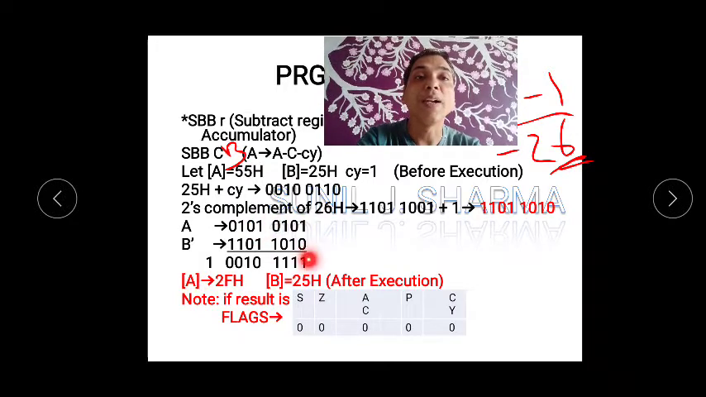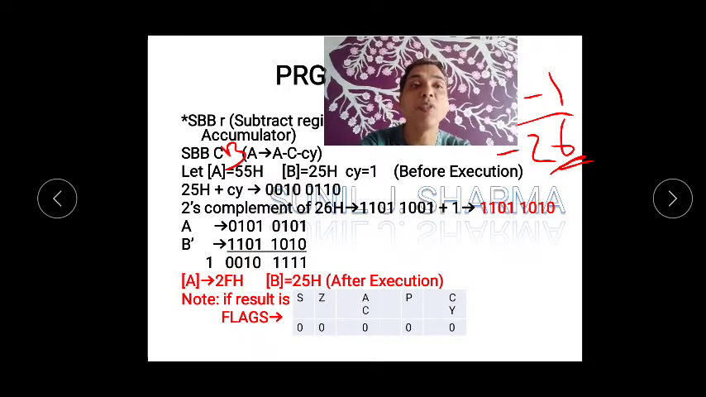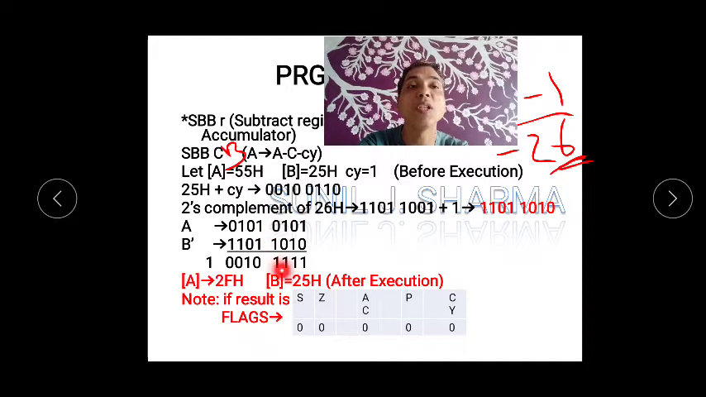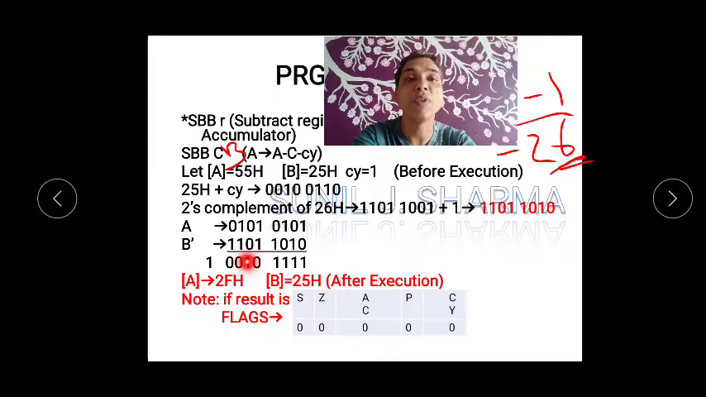Okay, so you have to add up. This is 2's complement of 26. I think this is nothing, only B plus carry, both have to be there. So 1 1 1 1: 1 plus 1 is 0, carry 1; 1 plus 1 is 0, carry 1; 1 plus 1 is 0, carry 1. Since the result is positive, carry flag has to be 0, and there is no auxiliary carry, parity is not set, so no flag is set. I hope you got this, but we got a new value in accumulator, that is 2F.